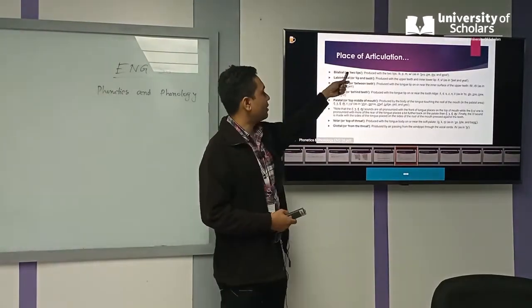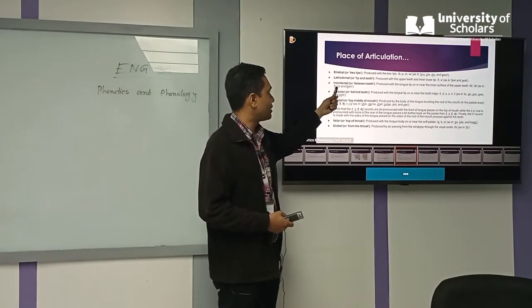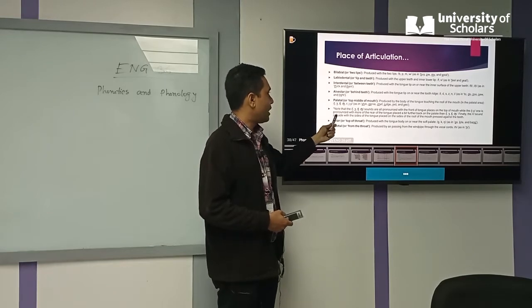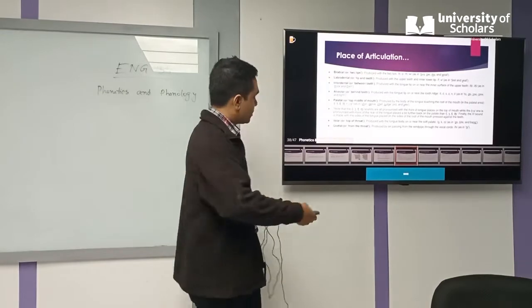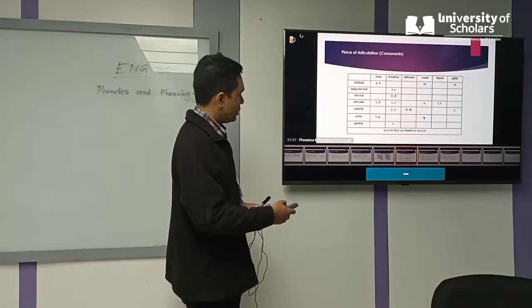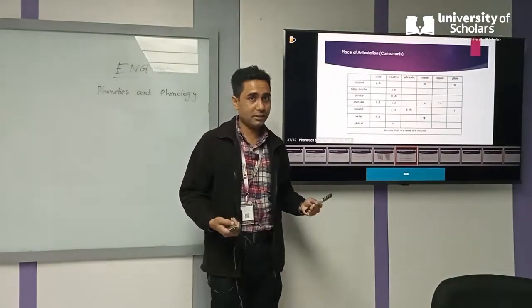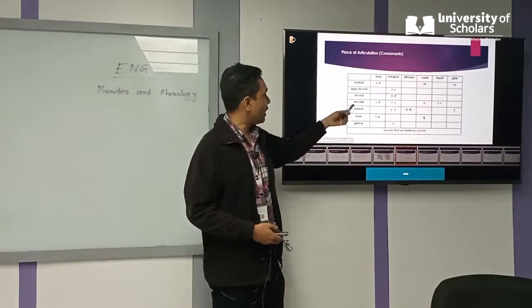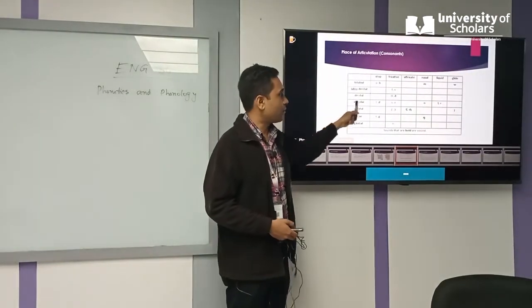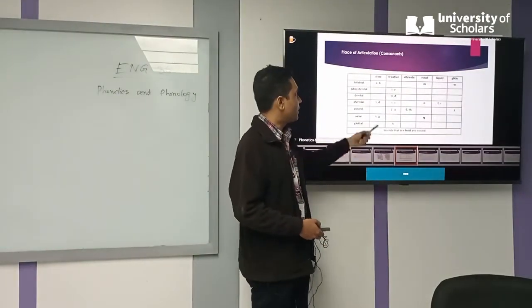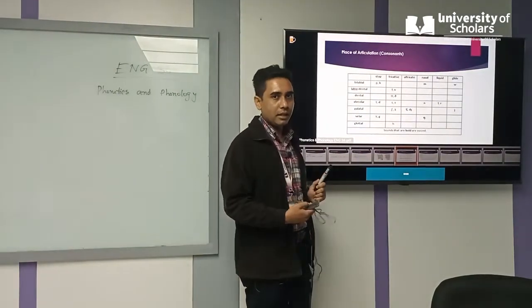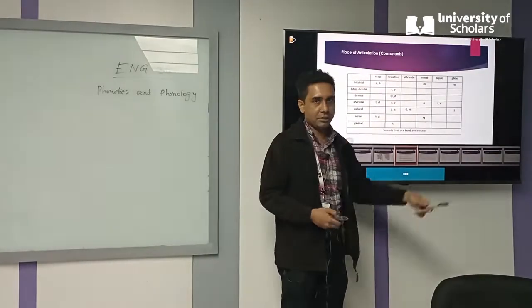So the places of articulation were: bilabial, labiodental, interdental or dental, palatal, velar, glottal. But before that, let me go back for your convenience. You can remember this chart, that this column was for place of articulation, and we have covered it with examples. Now today we are going to see what the manner of articulation is.